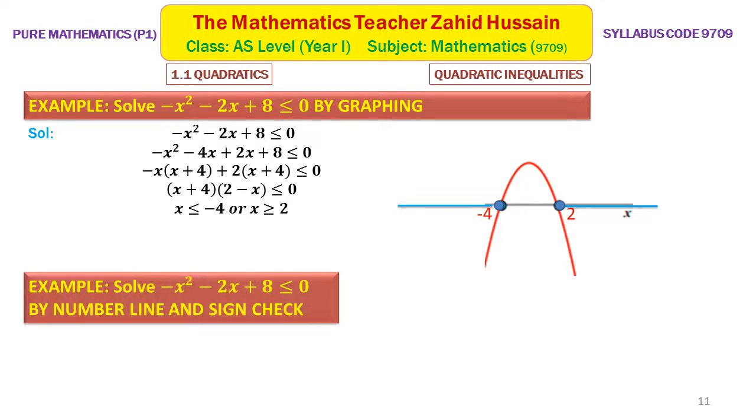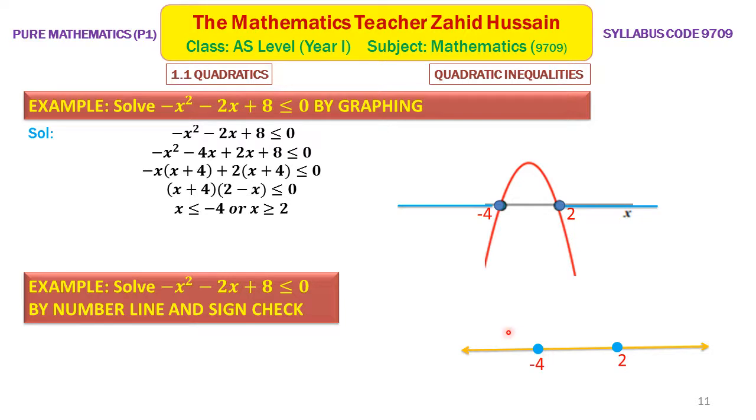Similarly, you can solve this question by using a number line. All the method steps are the same up till this point. Instead of drawing the parabola, you will draw a number line. Draw the number line after this step and mark 2 points on this number line. Mark the points: one is -4, the other is 2.